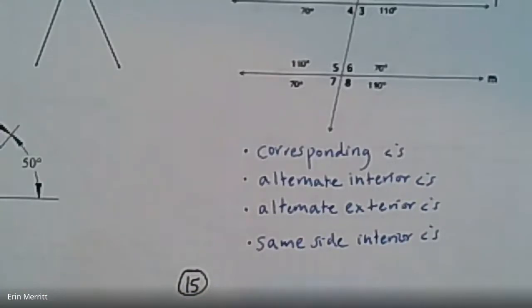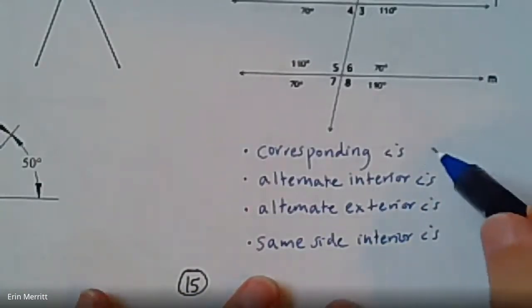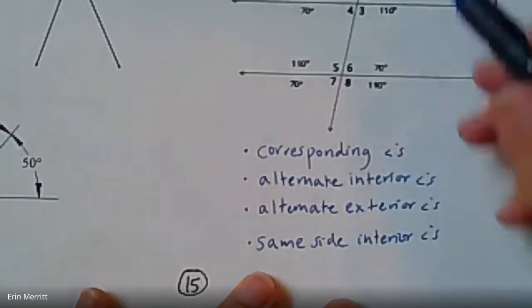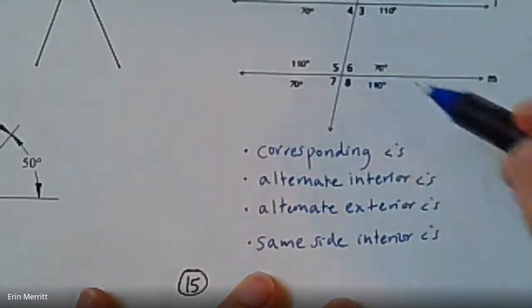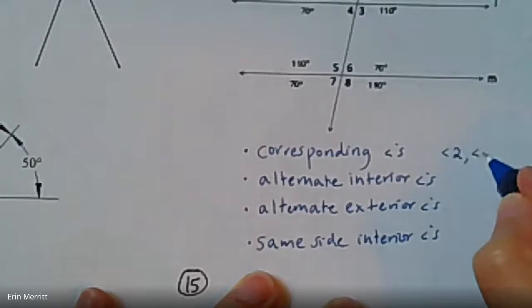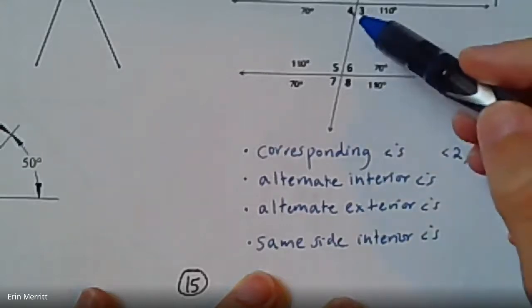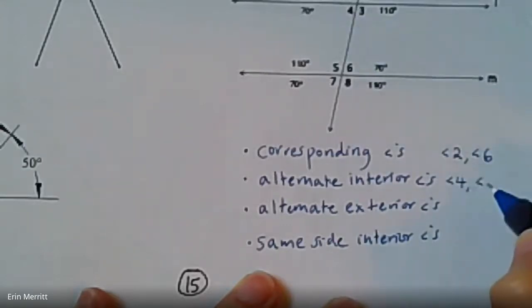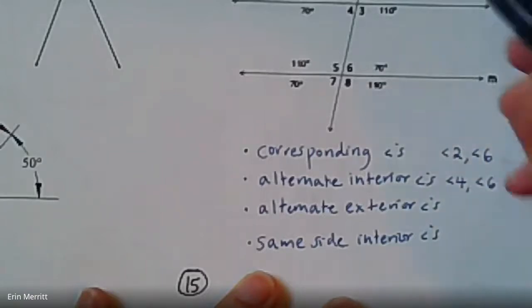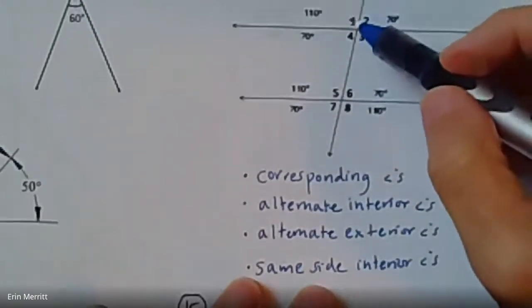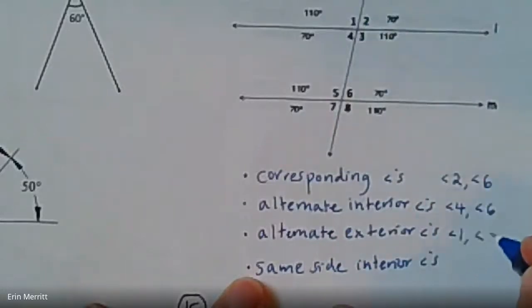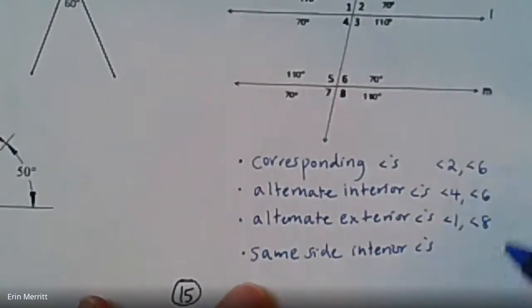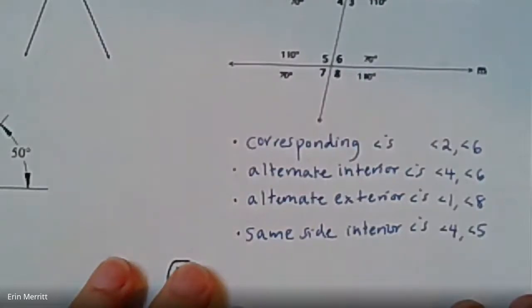And now those are all in the notes before, so you don't really need to take them again, but I'll put one little example next to each one. So corresponding would be like angle 2 and angle 6 right here. Alternate interiors would be like angles 4 and 6. Alternate exterior would be like angle 1 up top there, and then angle 8. And then same side interior would be like angles 4 and 5. You could also mention vertical, but we mentioned vertical at the top. So let's keep moving. On to the next page.